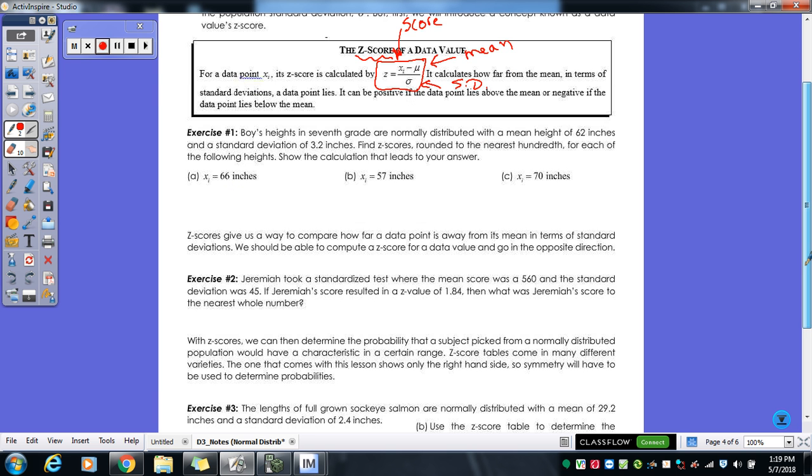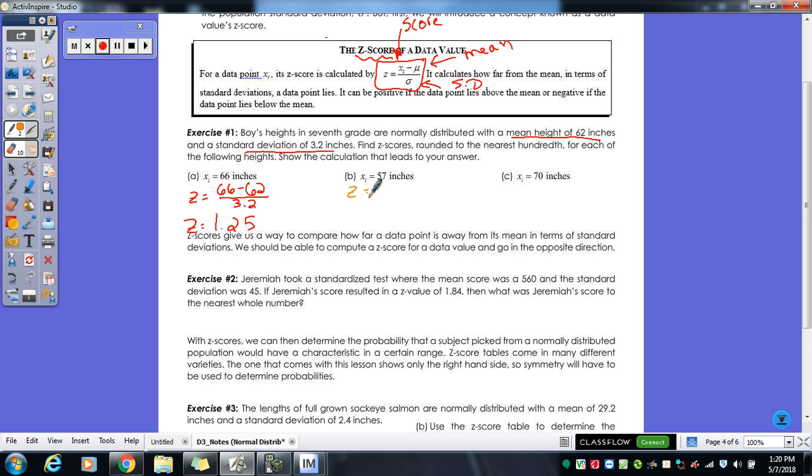Positive means you are above the average. Negative means you are below average. So first part, all we're going to do is practice calculating z-scores. We have a mean height of 62 inches, standard deviation of 3.2. The first kid is 66 inches, so we're going to do 66 minus 62 divided by 3.2. Let's figure out what his z-score is, to the nearest hundredth. Z-scores will always be to the nearest hundredth. 1.25. And then we just leave it at that. And that's it.